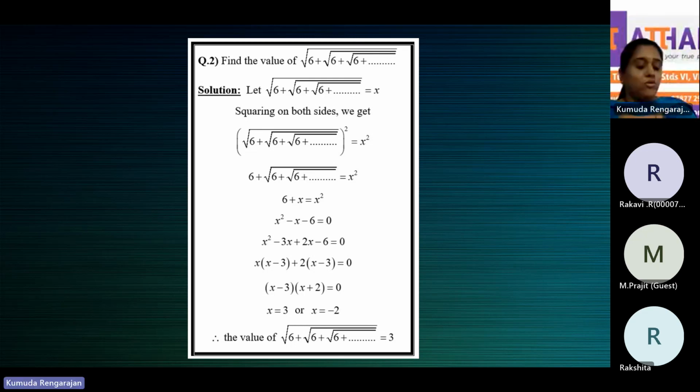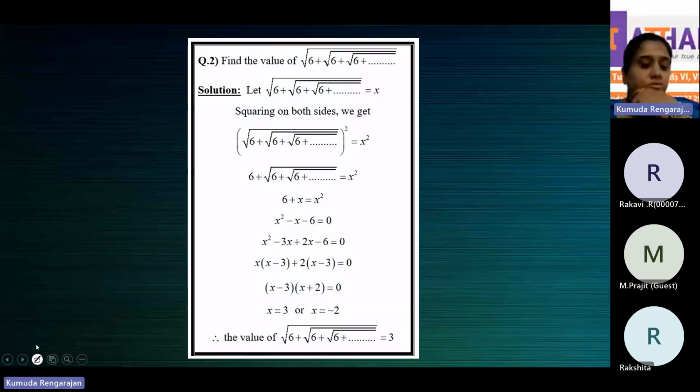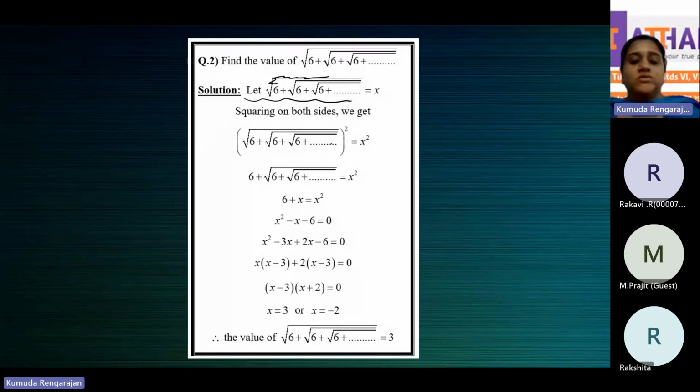Done, children? Okay, so as I said, first assume the given expression to be x. And then to get rid of the square root symbol, we square on both the sides. So when you square on both the sides, the square and the square root will be eliminated. So you have 6 out like this, and the rest will continue. Root of 6 plus root of 6, it goes on.